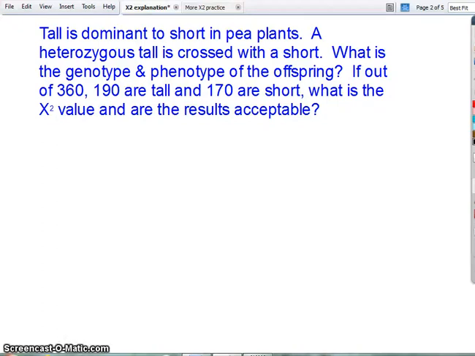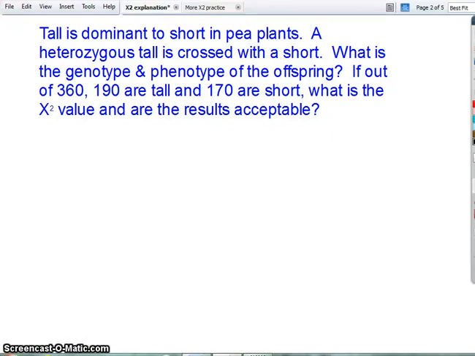So it's often used in a genetic test. For example, in this case, tall is dominant to short in pea plants. A heterozygous tall is crossed with a short. What is the genotype and phenotype frequency of the offspring? And then they give you some data.